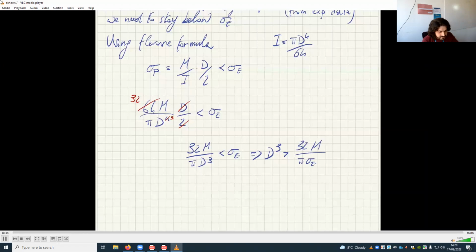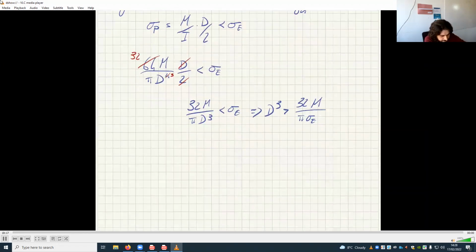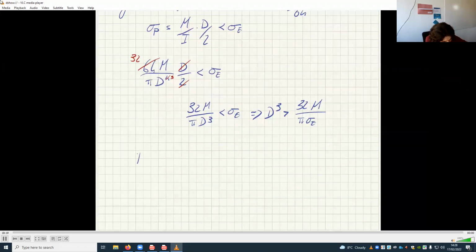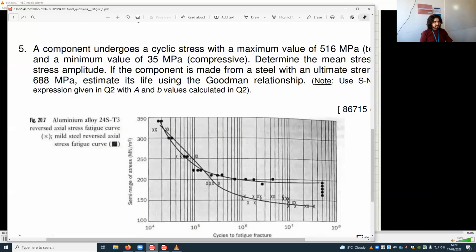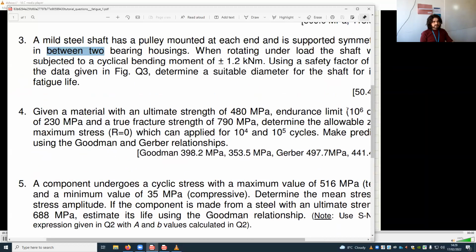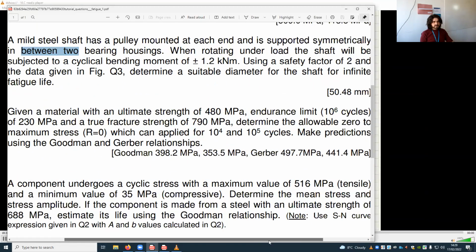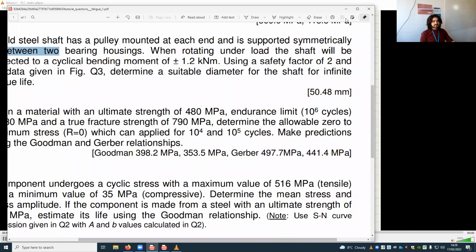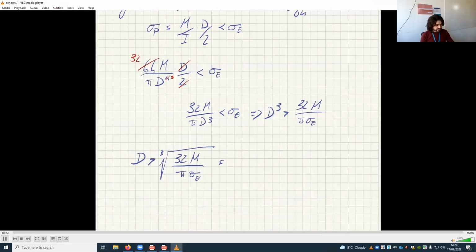Good. And so I can just say that d must be greater than the cubic root of 32 M over pi times sigma E. And this is just a number. That number is, lo and behold, 50.48 millimeters. Must be greater than 50.48 millimeters.